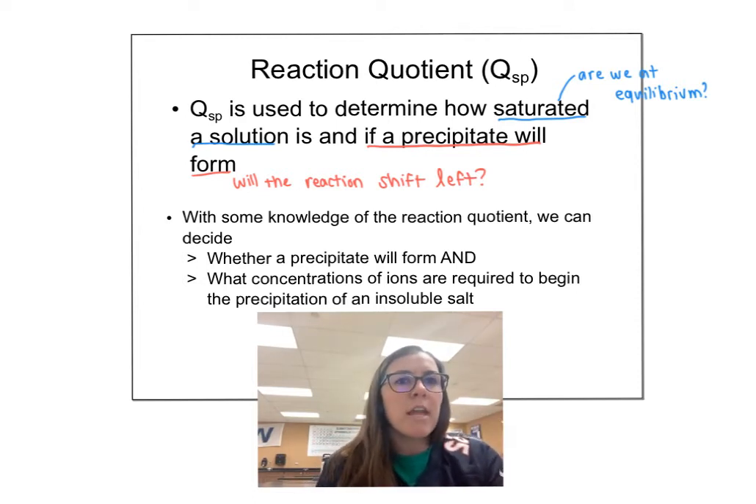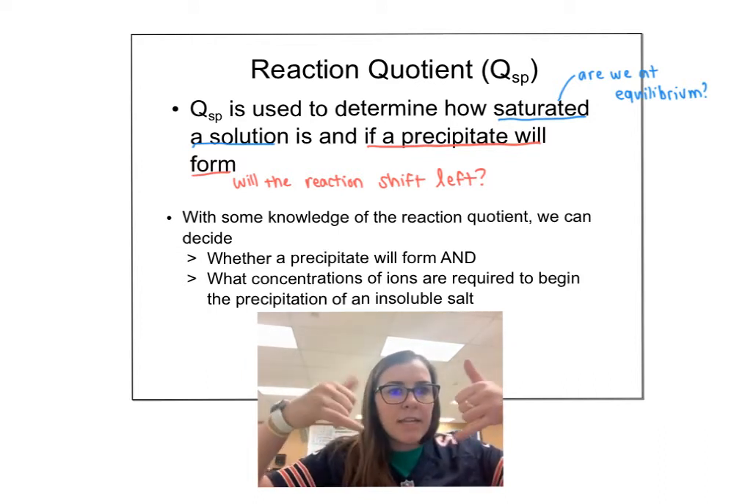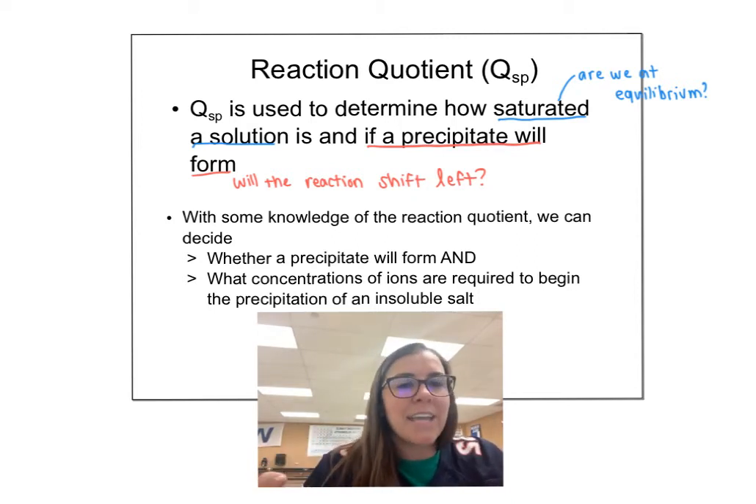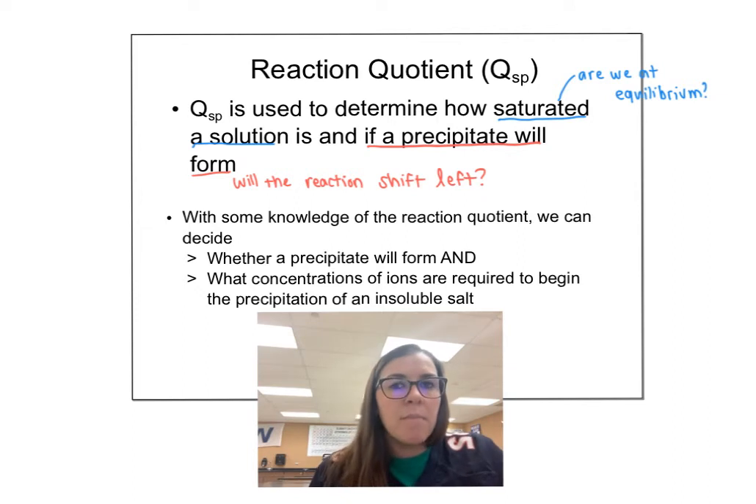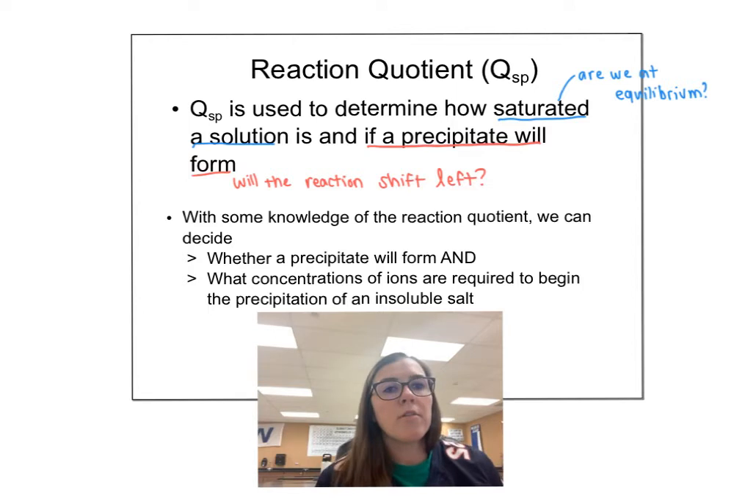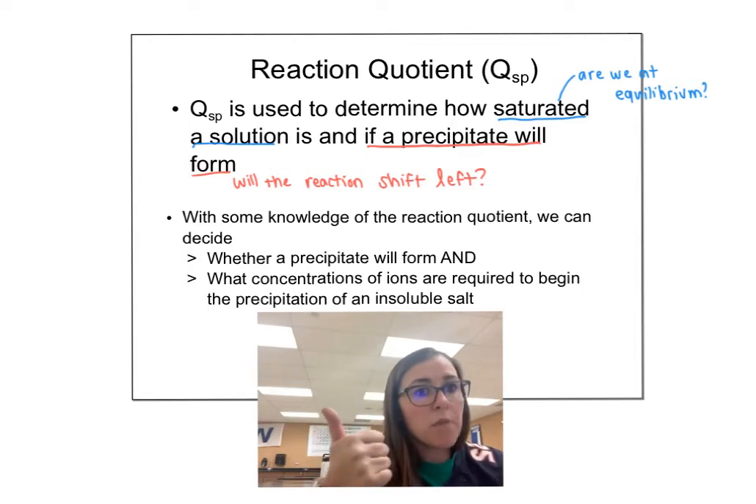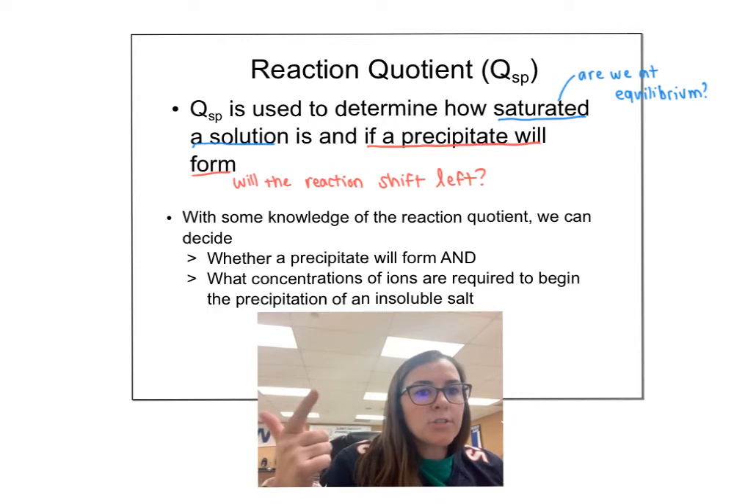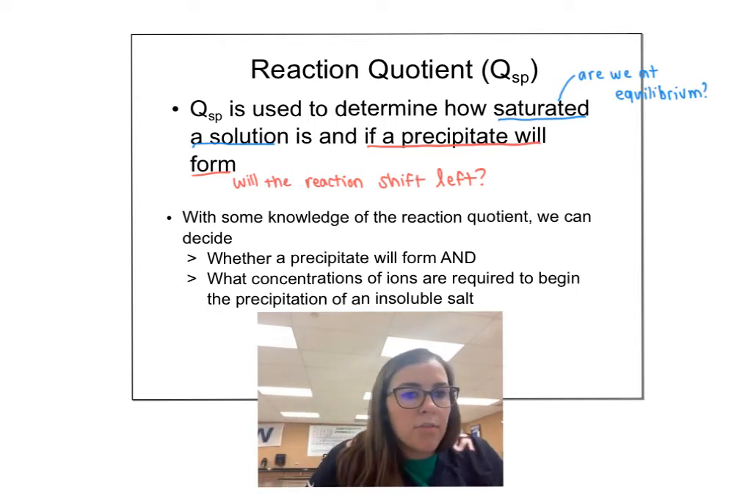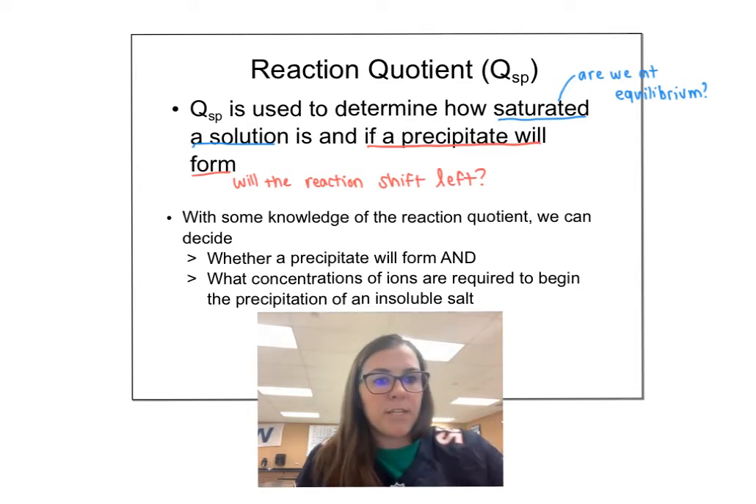And then the follow-up question, if a precipitate will form. Well, when you think about these reactions, it's a solid breaking into the ions. So really, when I say will a precipitate form, I'm specifically asking, will the reaction shift left? Meaning, is Q bigger than K? Because when Q is larger than K, we shift to the left. And the left side of our reaction is the solid, that's the precipitate. So once we know K, we can say if a precipitate will form, will it shift left or not? And the monster problem, which in our next video you'll see, is what are the concentrations of ions required to get something to precipitate.